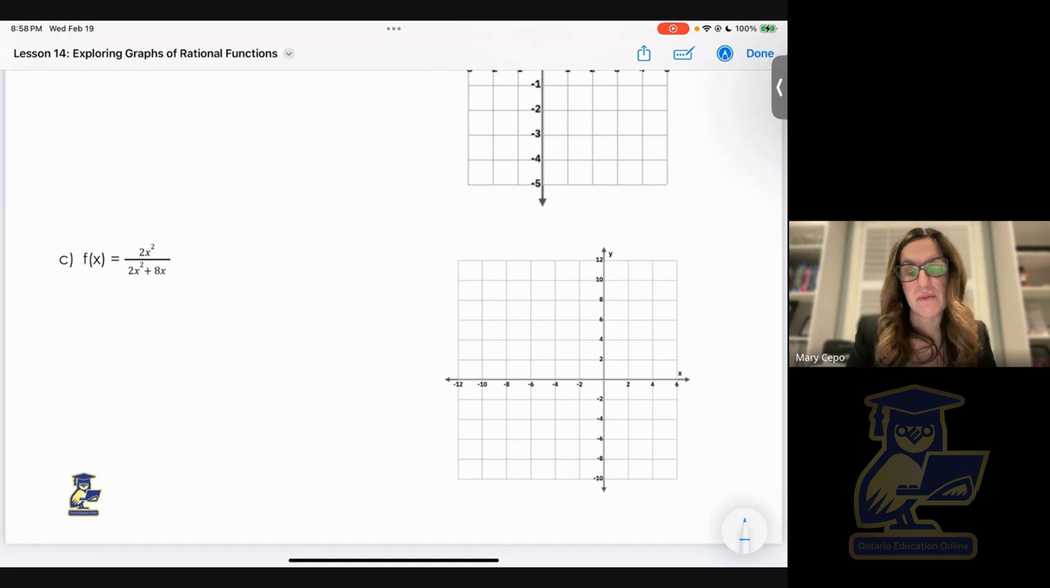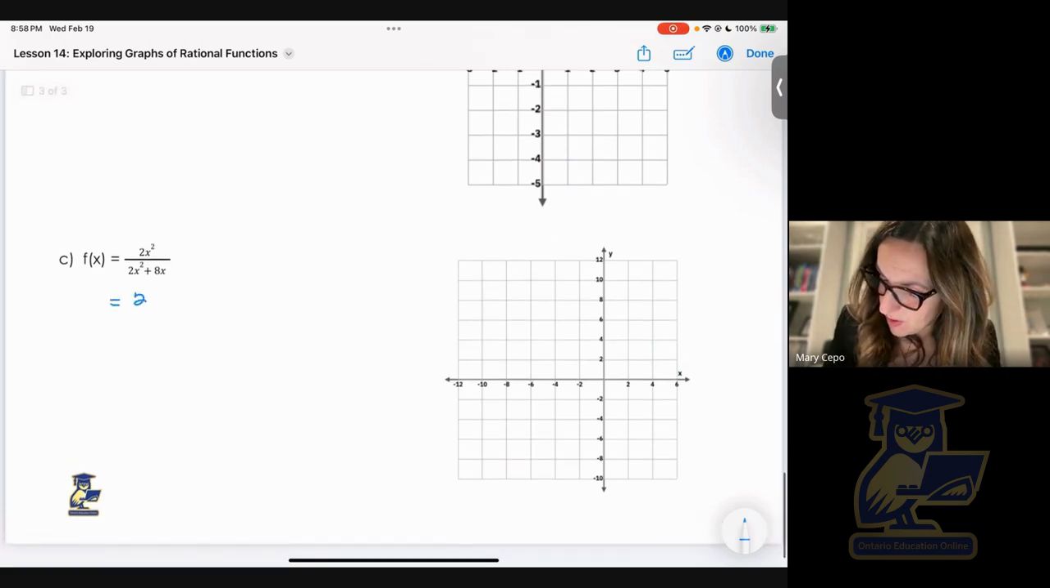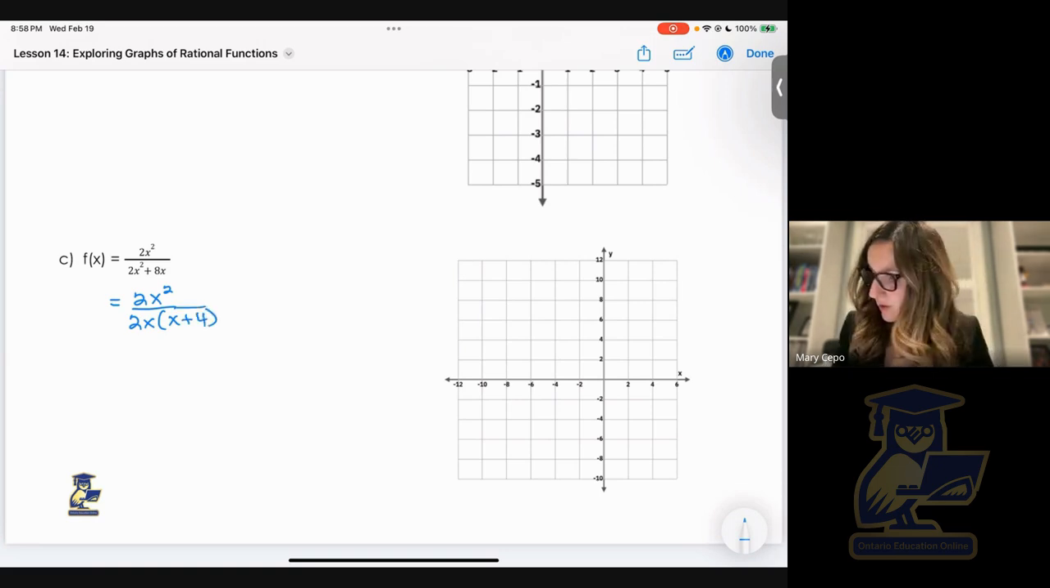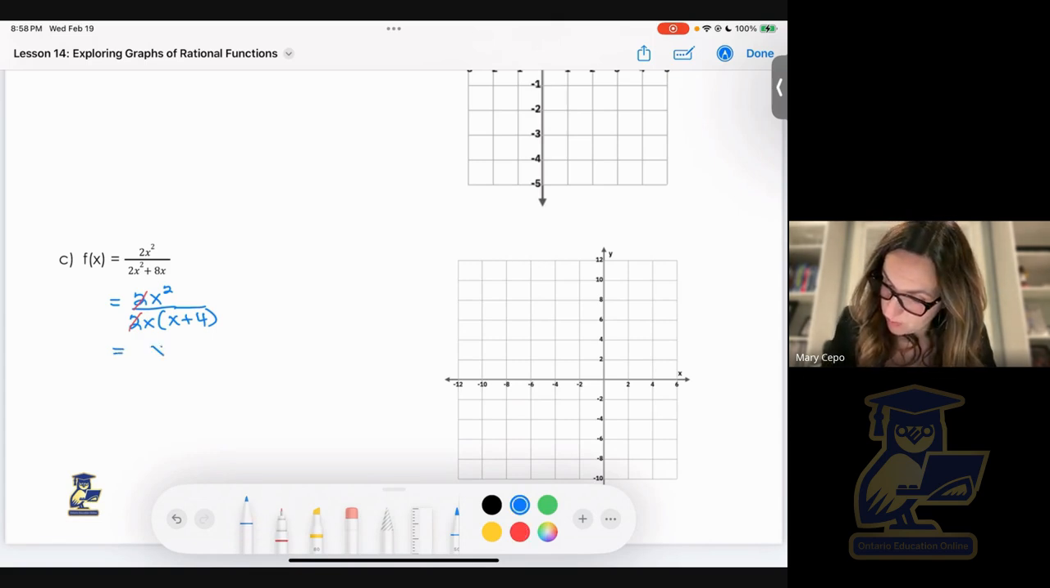Looking at C, we have f of x is equal to 2x squared over 2x squared plus 8x. So we want to fully simplify first. So looking at the denominator, we have a common factor of 2x over x plus 4. Good. So looking here, we can simplify. We can take 2 divided by 2, which is fine, but we want to keep in mind, if we take x squared divided by x, we're left with x in the numerator all over x plus 4.